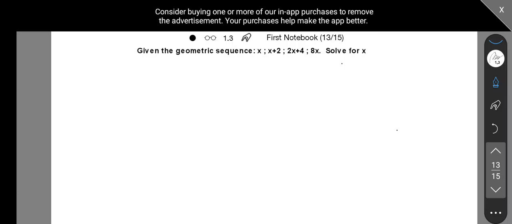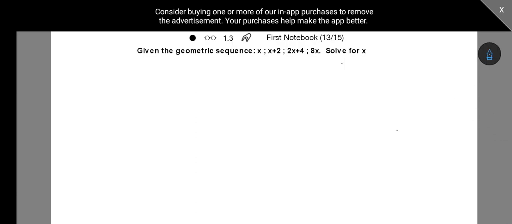In this lesson, we'll be solving for x given a geometric sequence. The sequence that has been given here is that the first term is x, the second term is x plus 2, the third term is 2x plus 4, and the fourth term is 8x. And the question says solve for x.